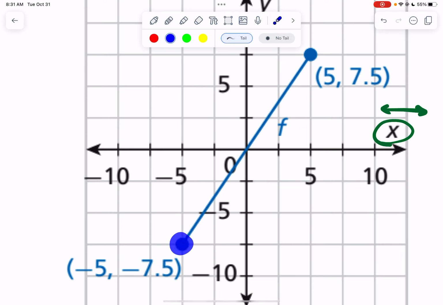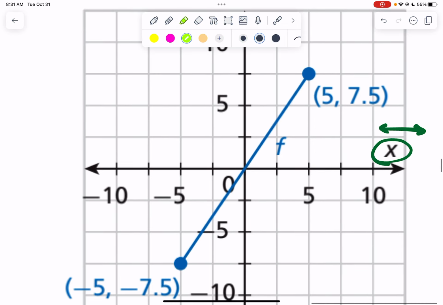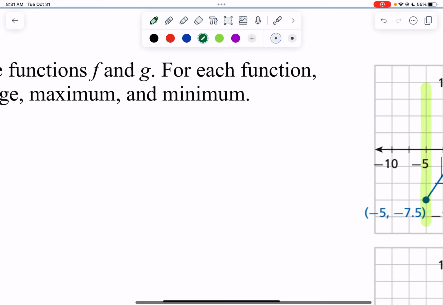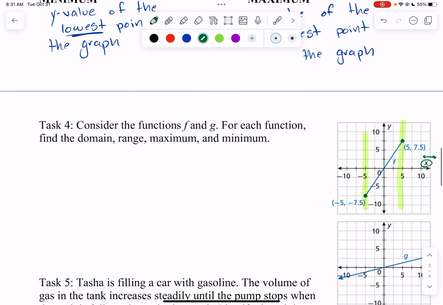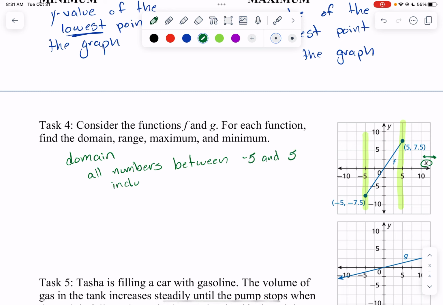If you notice, these are endpoints. This graph stops here and here. So my graph is not going to go any farther left than here at -5 and no farther right than 5. So in words, if I want to write the domain in words, I would write my domain. In words, I can say all numbers between -5 and 5, including -5 and 5.